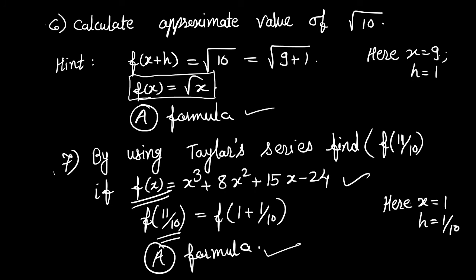Then log of sec of 31. That means we can find different values in terms of series by using these Taylor series, Maclaurin series, and expansion in power of x minus a.